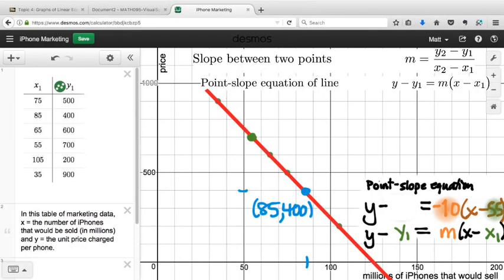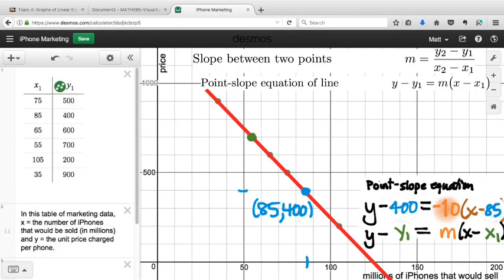It would be y minus 400 equals -10 times x minus 85. Right? And that, too, would be a correct equation for this line. So when we use point-slope, there's actually infinitely many correct answers that follow this equation template, which is kind of nice from a flexibility standpoint. It means you get to choose any point that you want to get this process started, whichever one happens to be the most convenient.